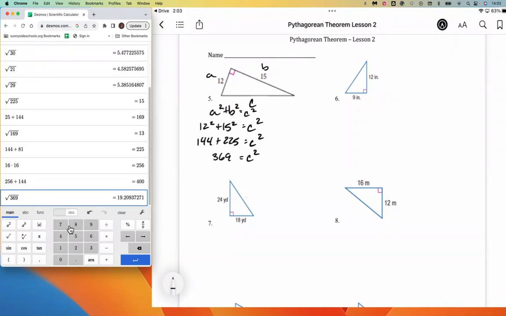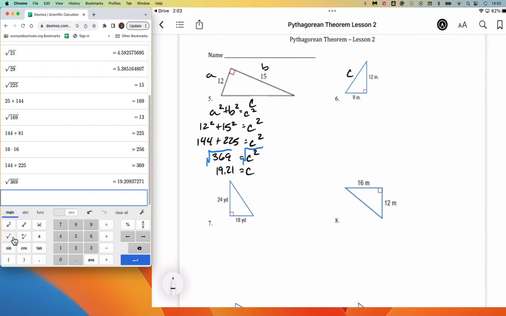Let's do the addition piece really quick to make sure I did that correctly. So 144 plus 225 is 369. So square root of 369. We're just going to go to the nearest hundredth. It's going to be 19.21. So the hypotenuse there would be 19.21 units long.